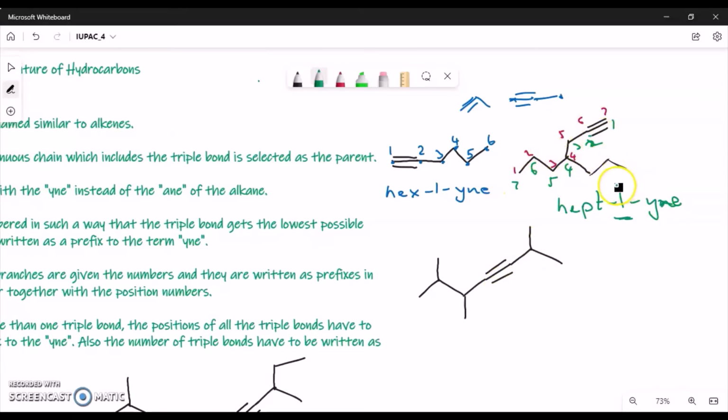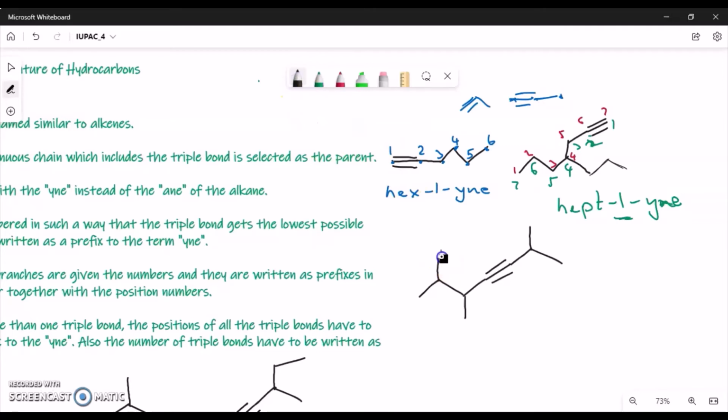Sometimes it may not be the horizontal one, it may be one of the bent chains. It's not always that you have to choose the one which is written horizontally. No, you have to count the number of carbons and see which one actually is the longest chain. Okay. So next, we can look at the next example there where you have a number of chains possible.